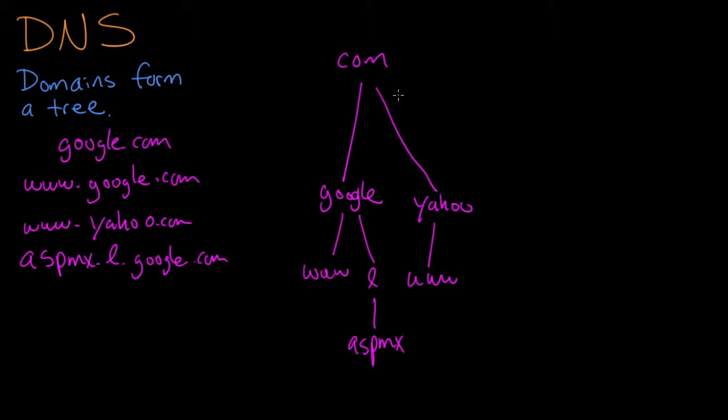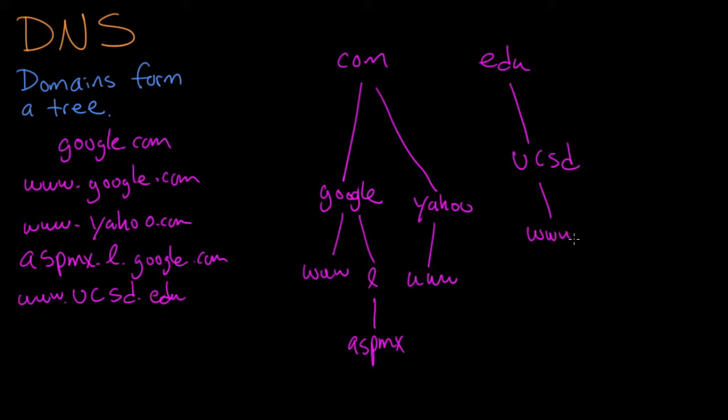And of course, there's more at the top than just com. There's things like edu, so a school like ucsd.edu. That means there's an edu here and ucsd below that. And then of course there's www in front of that. They've got a web server. Computer science department would be cs.ucsd, so they go below that. And then there's a web server in that department too, so www there as well.